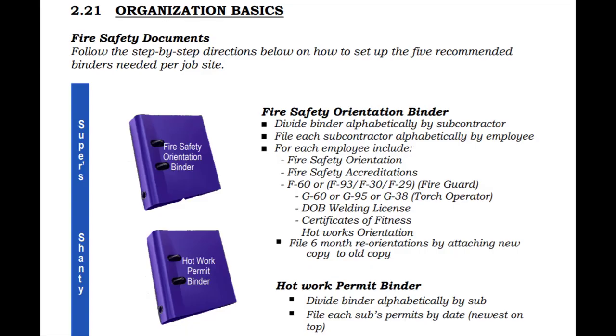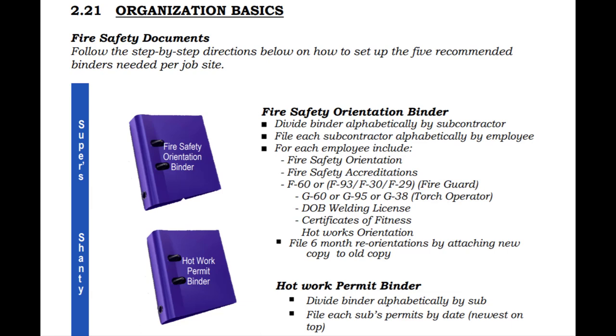These are some of the required documents that you will need on a job site. It's very important to be organized, as the fire department will show up for inspections. One of the first items you will need will be the fire safety orientation binder. This should be divided alphabetically by subcontractor. This should also have everyone's certificate of fitness, DOB licenses, hot work orientation.